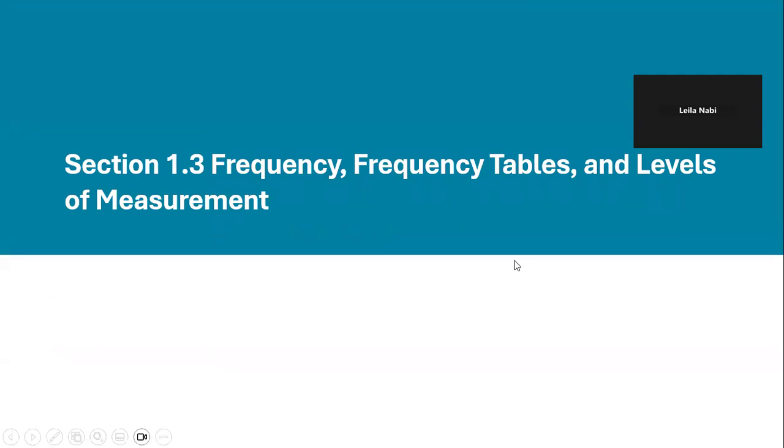Hi, today we want to go over sections 1.3 and 1.4 of Math 11, the Elementary Statistics text in OpenStax. Section 1.3 is talking about the frequency and the frequency table. But before we start the frequency table, we want to talk about the level of measurement.